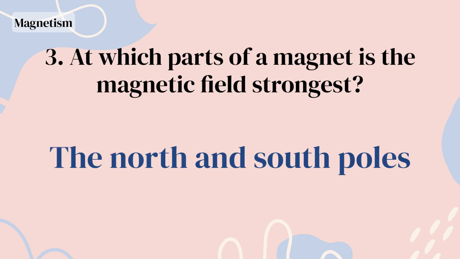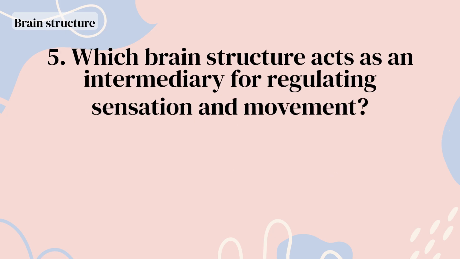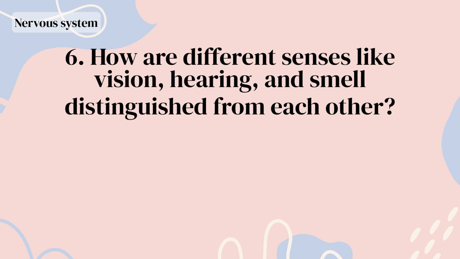The north and south poles. When a gas changes into a liquid, how does the motion of its particles change? The particles slow down. Which brain structure acts as an intermediary for regulating sensation and movement? The thalamus. How are different senses like vision, hearing, and smell distinguished from each other?